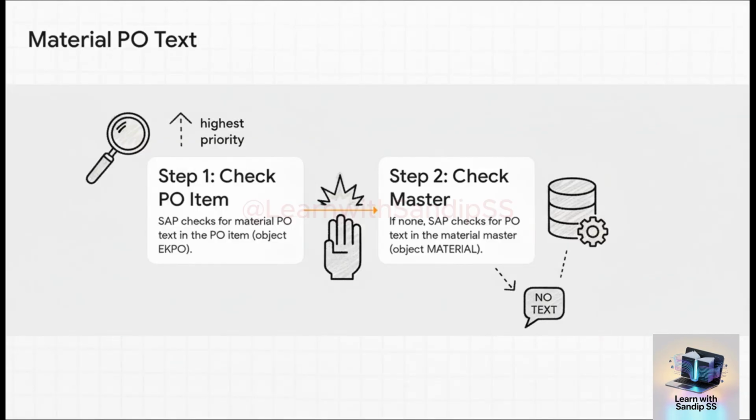So here's how that priority rule plays out in the real world for a material PO text. Step 1. When you're creating a PO, maybe an ME21N, SAP first looks for any text you typed in directly on that specific purchase order line item. That's always priority number 1. Now, if it finds text there, great, the search is over. But if that field is blank, it moves to step 2. It goes and checks the material master record, what you maintain in MM02, to see if there's a default PO text waiting there. It's a really clear top-down search, from the most specific place to the more general one.